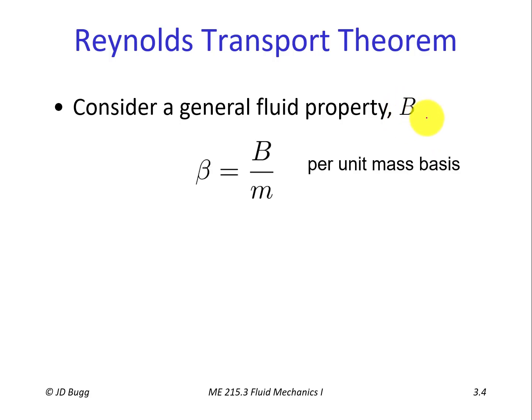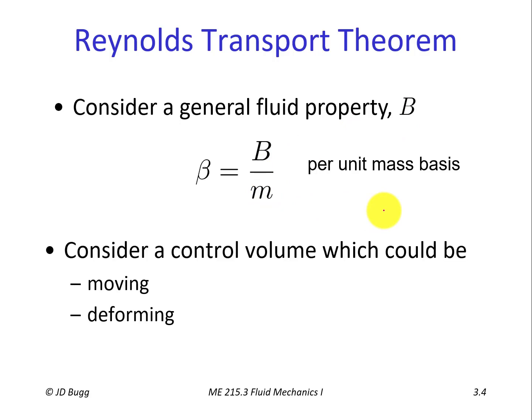So B is the amount of the quantity. We're now going to define beta as the amount of B per unit mass of fluid. So we're just taking B and dividing by the mass of the fluid in our system. So this is B on a per unit mass basis, that's all. So B is a total amount, and beta is the amount per unit mass of fluid. So we're going to be seeing both B and beta as we go forward here.